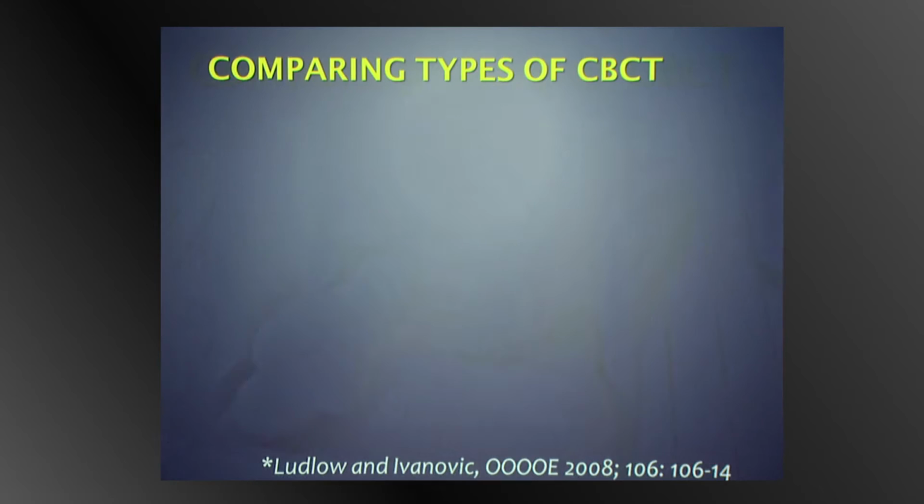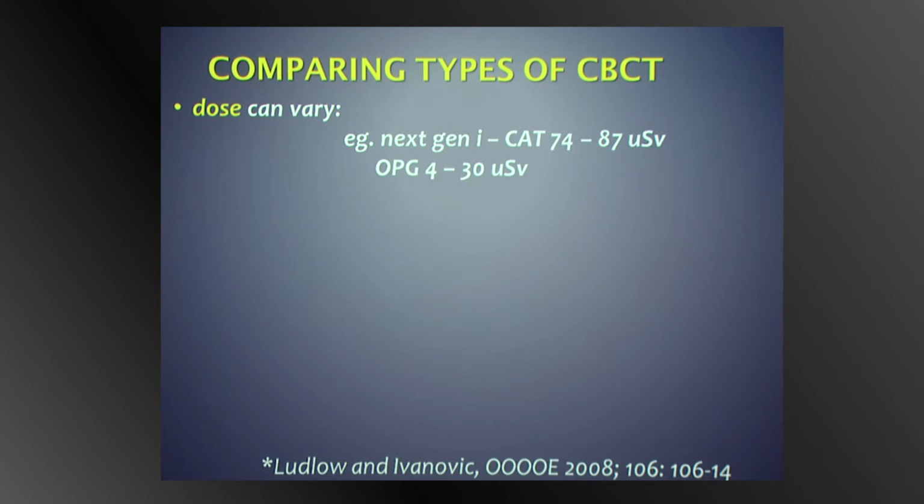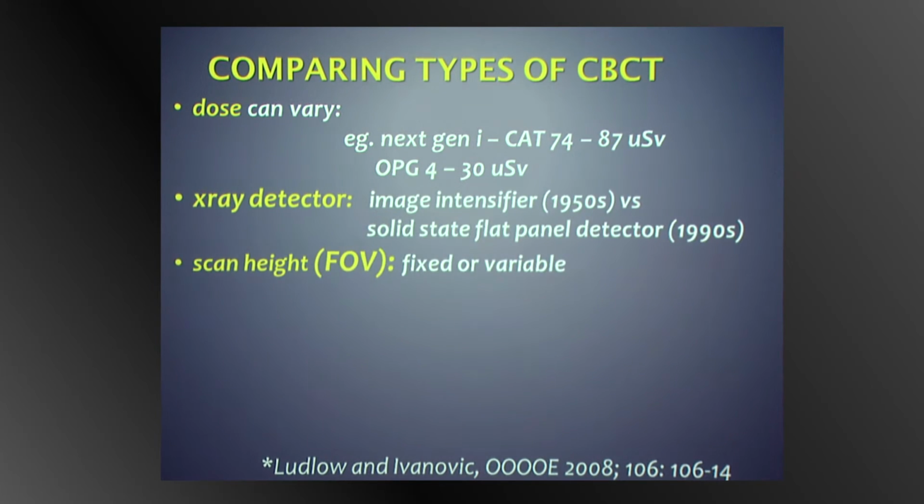So comparing types of cone beam, the dose can vary tremendously. And, you know, you've got to talk about apples and apples, basically. ICAT is the commonest used variety of cone beam throughout the world, so that's what we will compare with. As I said, the detector systems are virtually all now solid-state flat panel detectors.